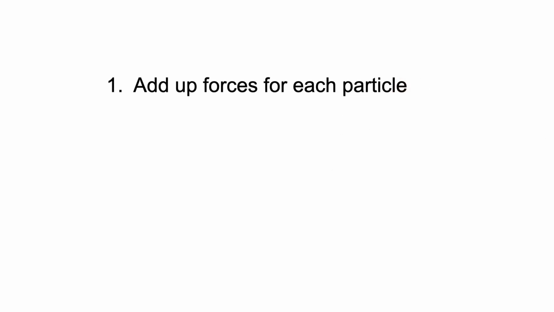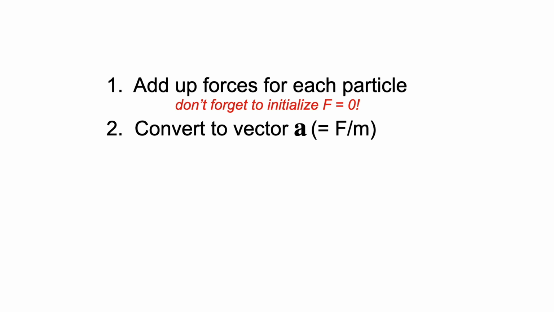In summary, here's how a particle system works. In each time step, you start by adding up all of the forces acting on each particle. That gives you a vector f of forces. And don't forget to initialize f to 0. Then you divide each particle's total force by its mass, yielding a vector of accelerations. Step 3 is to update the position of each particle, and in step 4, you update the velocities. You then repeat over and over again for each time step.